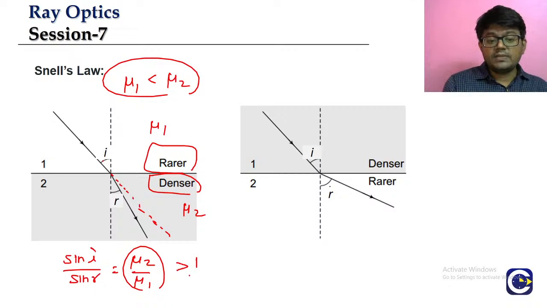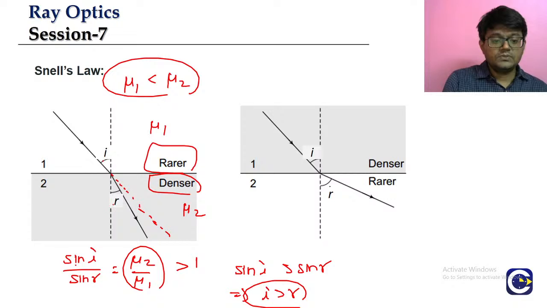Sine I by sine R being more than 1 means what? The sine value will increase with theta. Sine 0 is 0, sine 90 is 1. So if sine I by sine R is more than 1, sine I is more than sine R, which implies that I will be more than R. The ray will be tending towards the normal. That's why R is less than I.